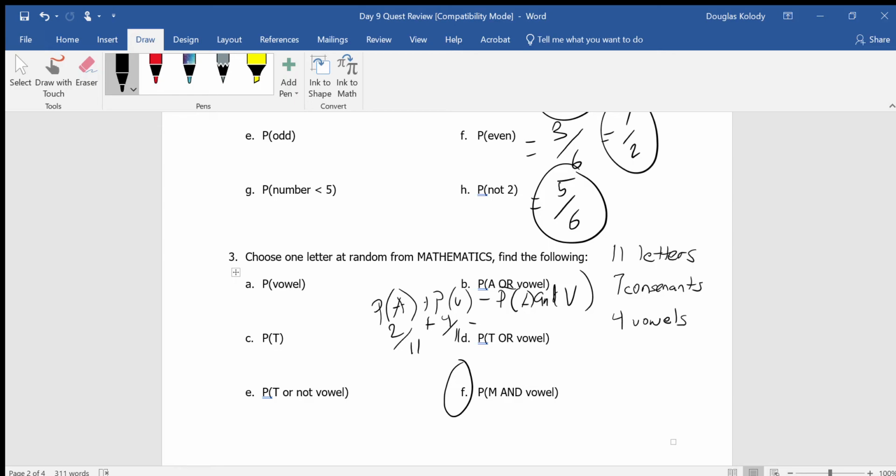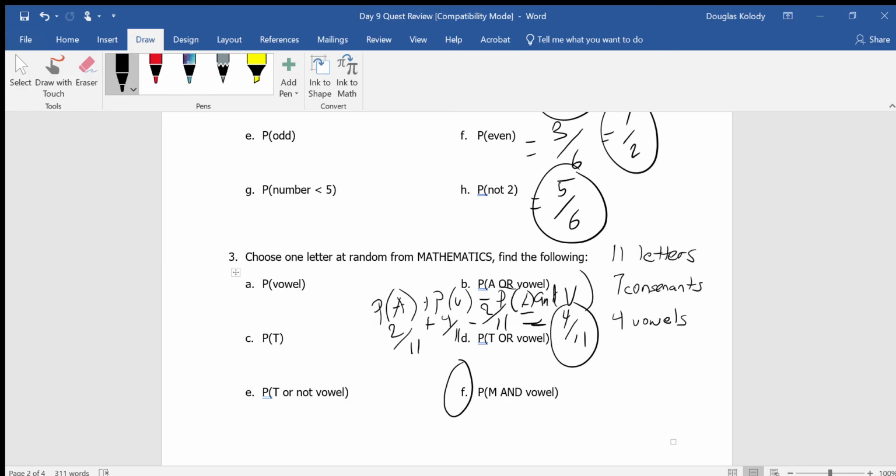All right, so how many letters are both A and vowels? All 2 of them, 2 out of 11. So even though I added the 2, I'm going to subtract it right away, and I end up with 4 out of 11. All right, so now we get to letter D, a T or a vowel.